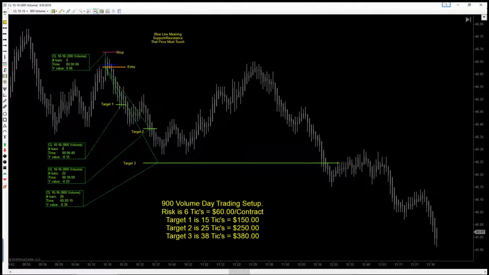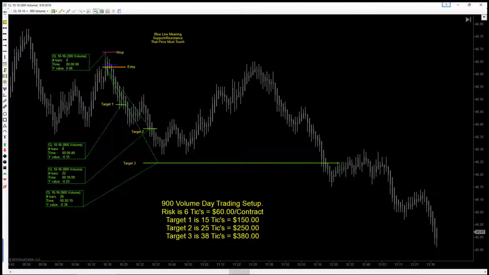And right here we have crude oil, a lot of people's favorite. Many brand new traders stumble upon crude oil trading as their introduction to futures trading. Right here, as you can see, same concepts that we just reviewed. 6-tick stop, very little comparatively speaking. You have a 15-tick target 1, 25-tick target 2, and you have 38 ticks for ultimate target 3, which you can see wasn't realized until a major retracement happened over here, and then later on after a few hours it went down to meet that target.